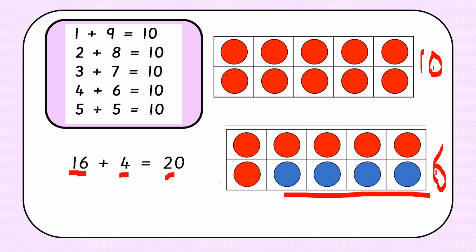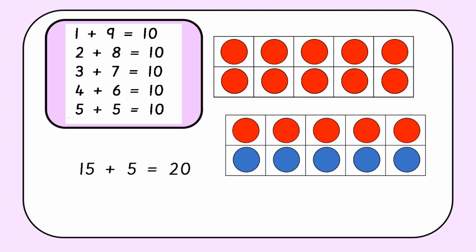Fantastic. And which number bond does this remind you of? Well done. 4 add 6 equals 10, or 6 add 4. So if you know that 4 plus 6 equals 10, that's going to help you to know that 16 add 4 equals 20.